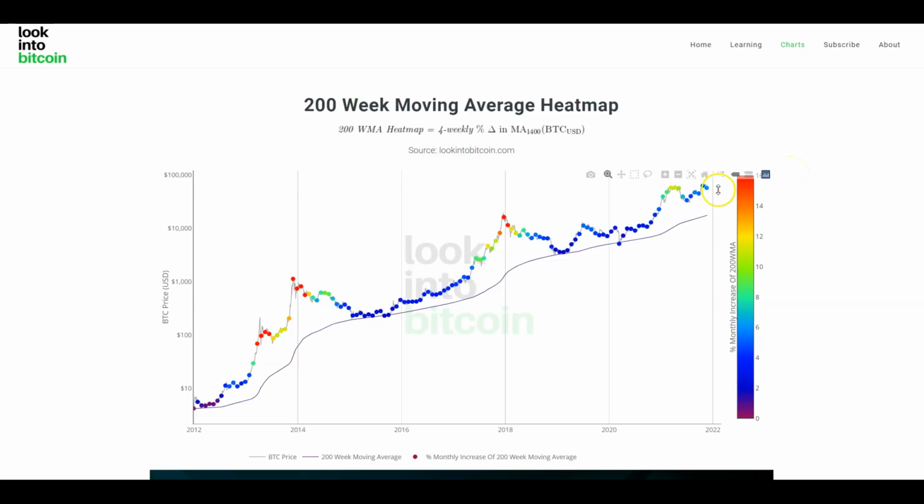200-week moving average heat map also slowed down a little bit here. We're getting to the cooler blue colors, kind of wavering between darker and cooler blue back and forth here. And this is just looking at the speed at which the 200 week is moving up or down. So if the 200 week is moving up very quickly, then that tells you we're probably closer to a top than a bottom. And it also acts as a downside support.